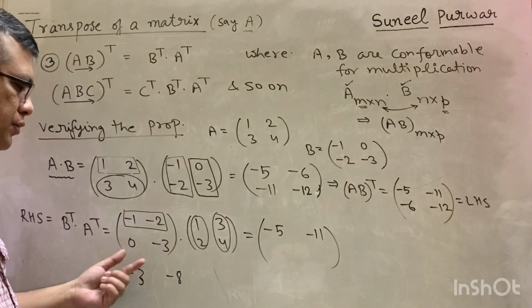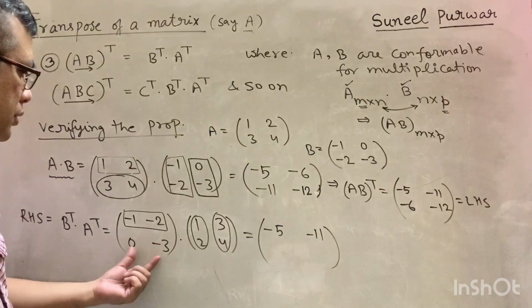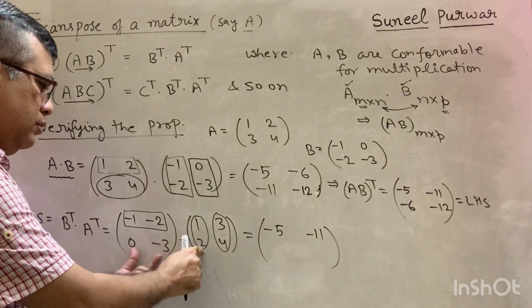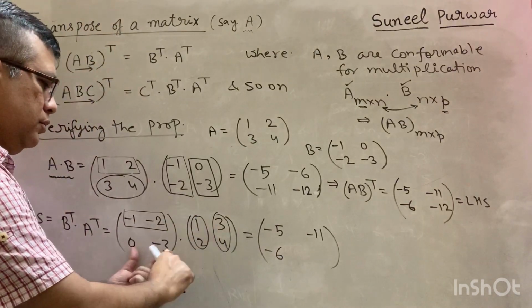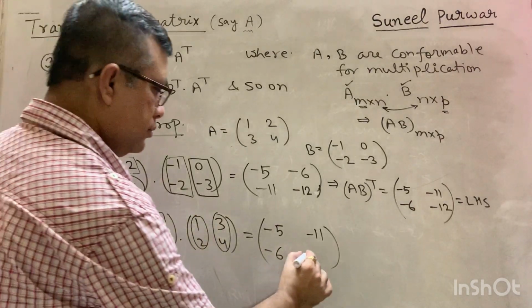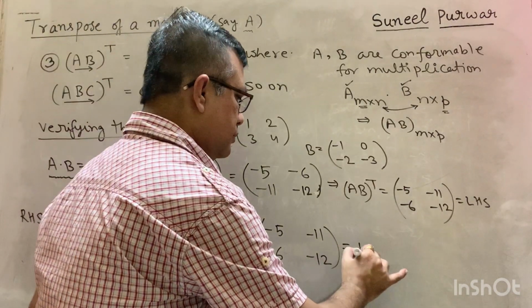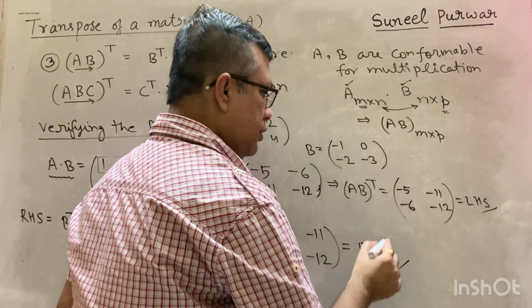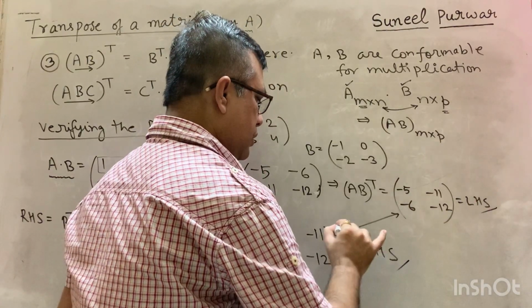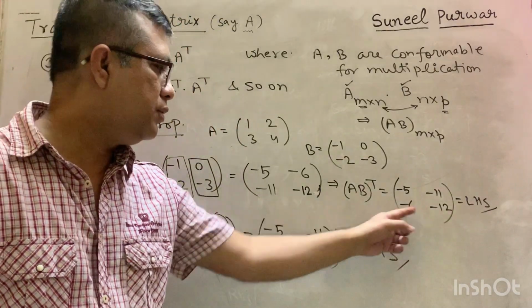Now repeat the procedure with the second row. So that is 0 and plus -6. -6, 0 into this 0, -3 into 4, -12. Their sum is also -12. So this is your RHS. And you can see the LHS is equal to RHS. These two matrices, are they not the same? They are. These two matrices are one and same.